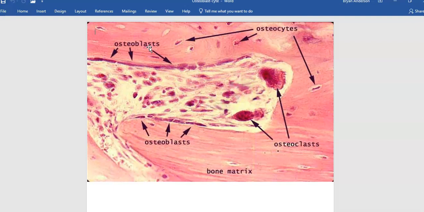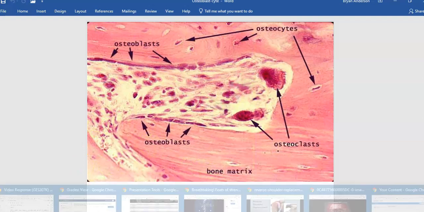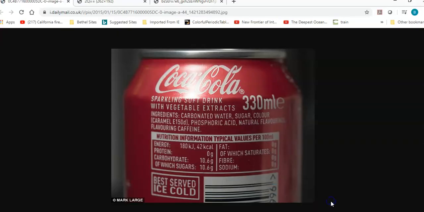There are other downsides to pop, particularly if you like dark pop. Let's go to a can of Coke, for instance. Okay, here's the ingredients in a Coca-Cola can. Notice this one right here, phosphoric acid. Phosphoric acid has been shown to speed up the activity of osteoclasts. So your bones break apart or are torn apart more rapidly if you drink too much dark pop.